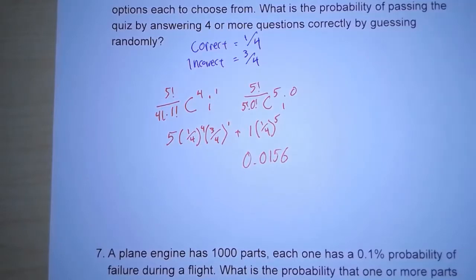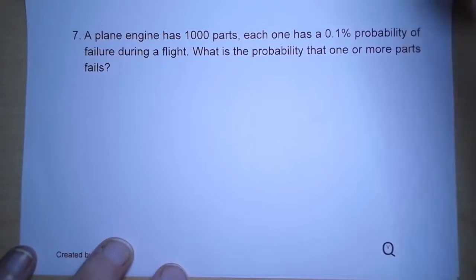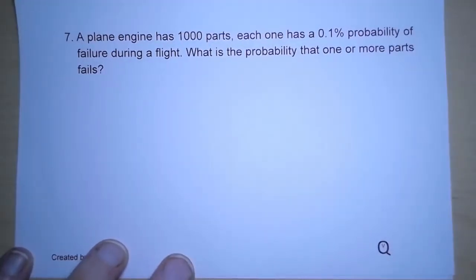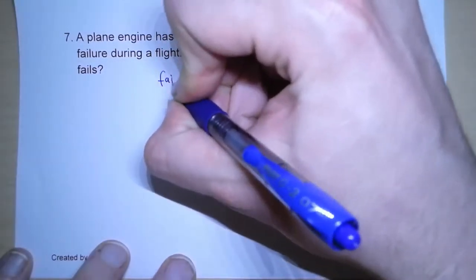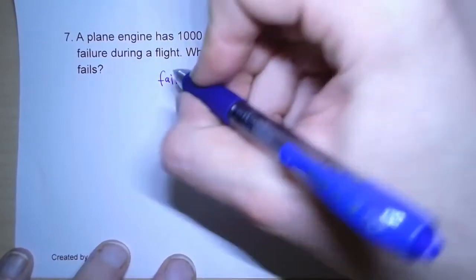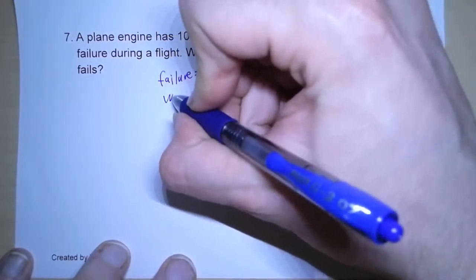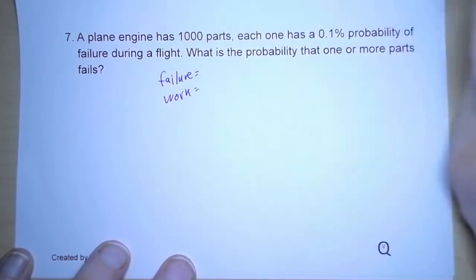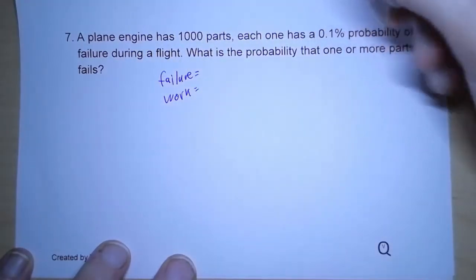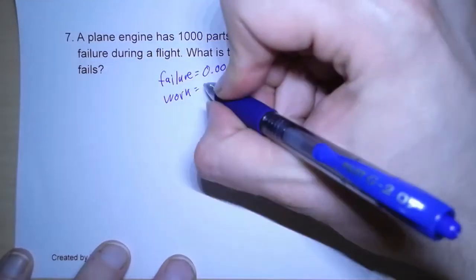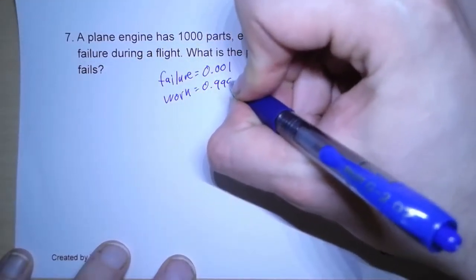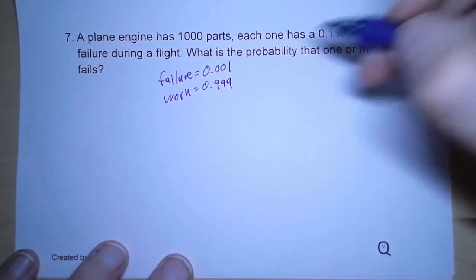Now, for our last question, now we have a plane engine with 1,000 parts. And each part has a 0.1% probability of failure. So that means that either an engine part will fail or it will work. And so if it's a 0.1% probability, that means it's 0.001, whereas the probability it works is 0.999. Now it asks, what's the probability that one or more parts fails?